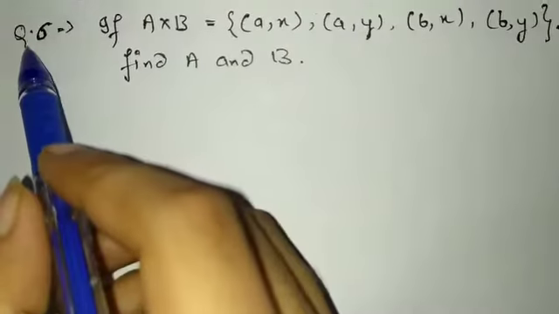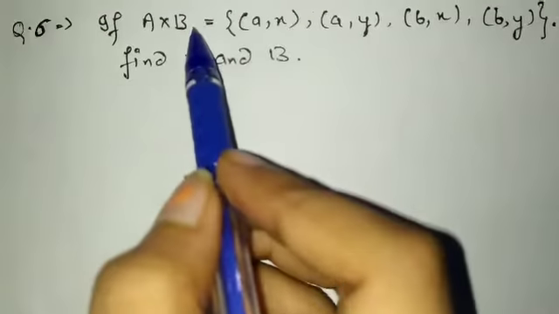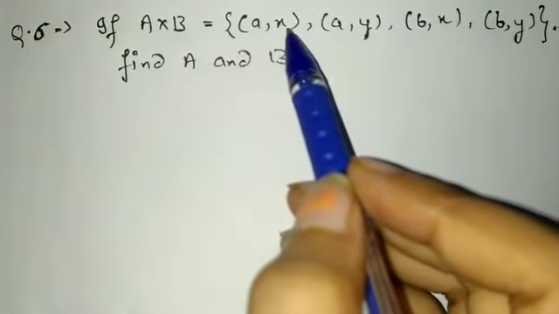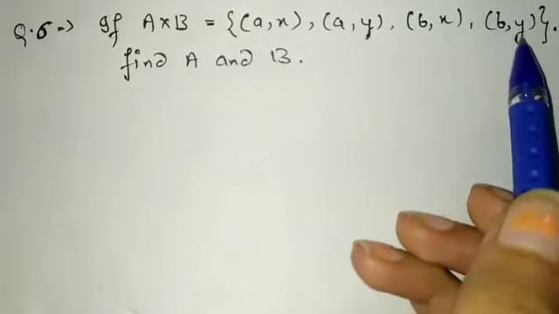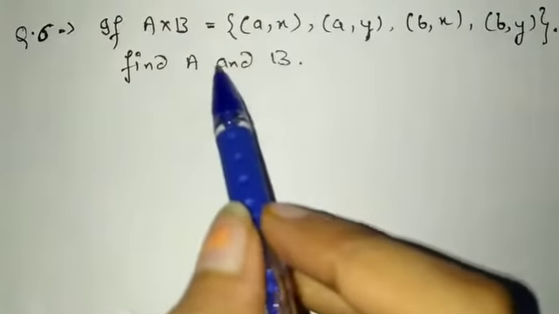Hello everyone, in this video we are going to solve question number 6 to 10 of exercise 2.1. Question 6. If set A into B has elements (a, x), (a, y), (b, x), (b, y), then find A and B.